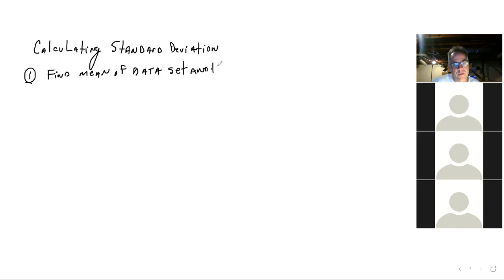And then step two, find the deviation from the mean for every data value.